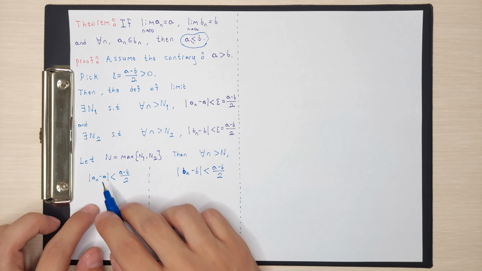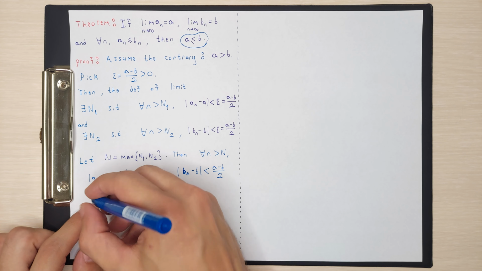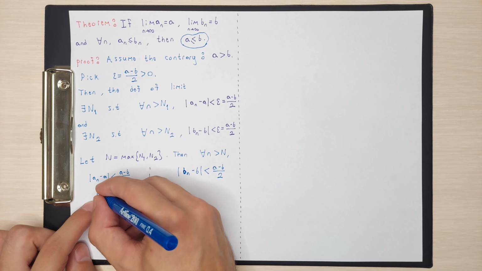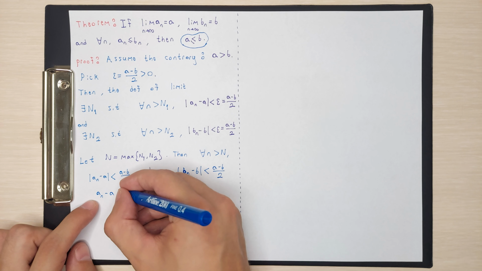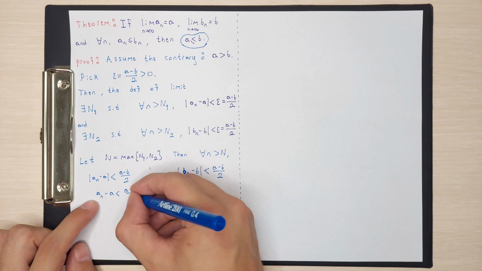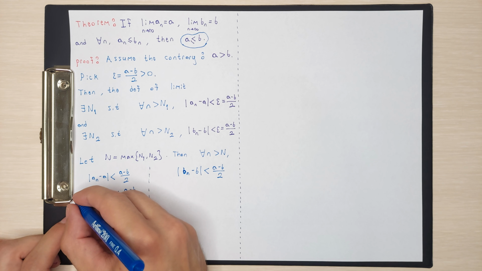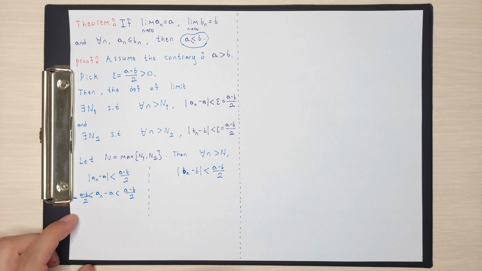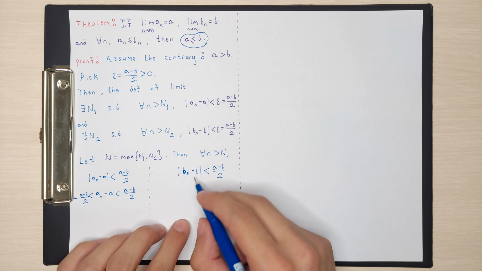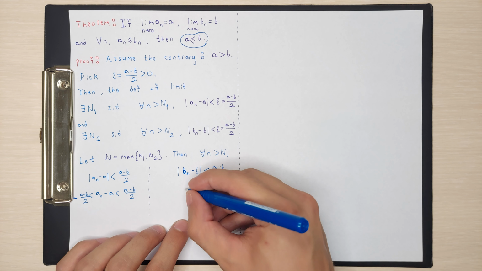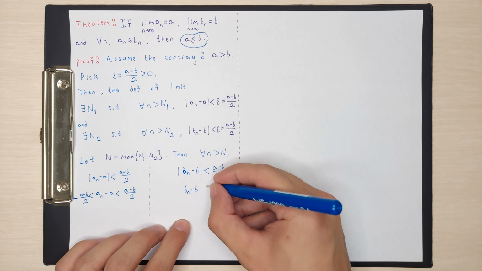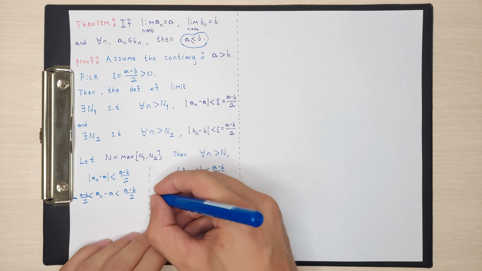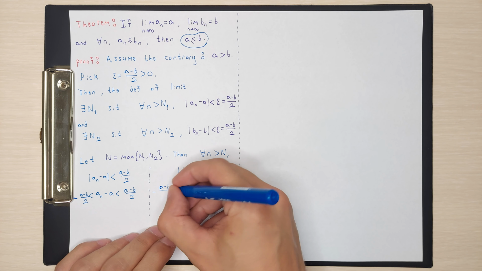You remember the definition of absolute value, right? If the absolute value of an minus a is less than something, it is less than that something, but it must also be greater than the negative value of that something, right? So we can use the same definition of absolute value. Bn minus b must be less than a minus b over 2, but it must be greater than negative a minus b over 2.